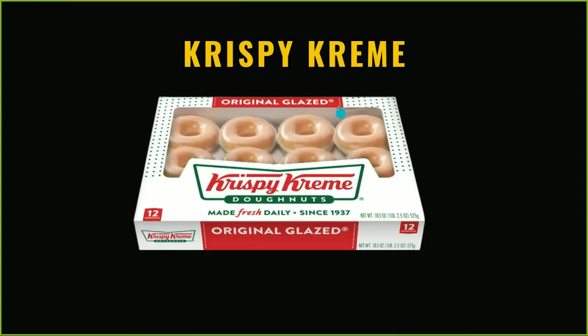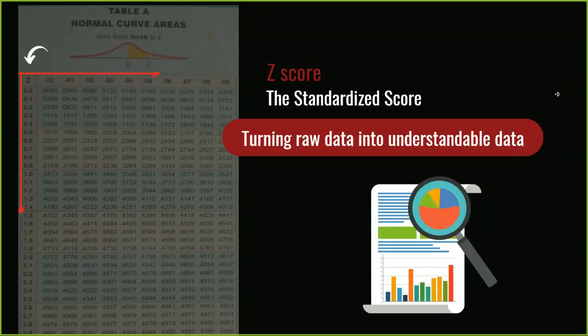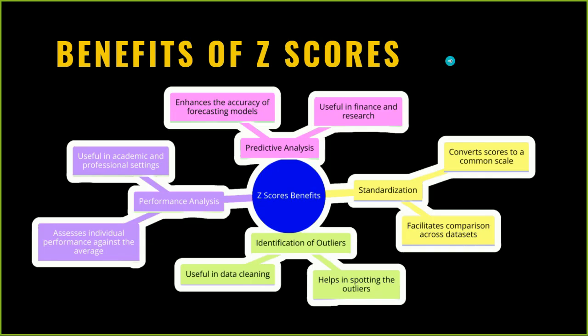So when we talk about Krispy Kreme, a good way to understand our population versus sample: population is going to be that bigger number, right? The sample is going to be our lower number. So when we talk about Z-scores, the idea here is turning that raw data into an understandable, standardized form, right? And we can look at our Z-scores here as a way to interpret it. There's several benefits of using a z-score, and I'll go over it with you here.